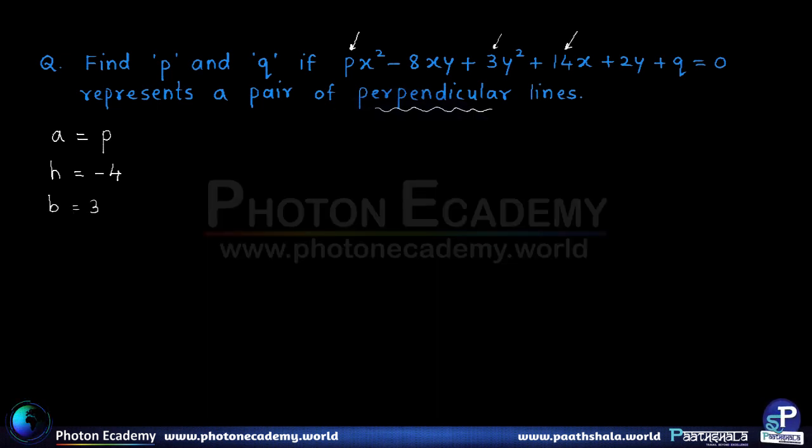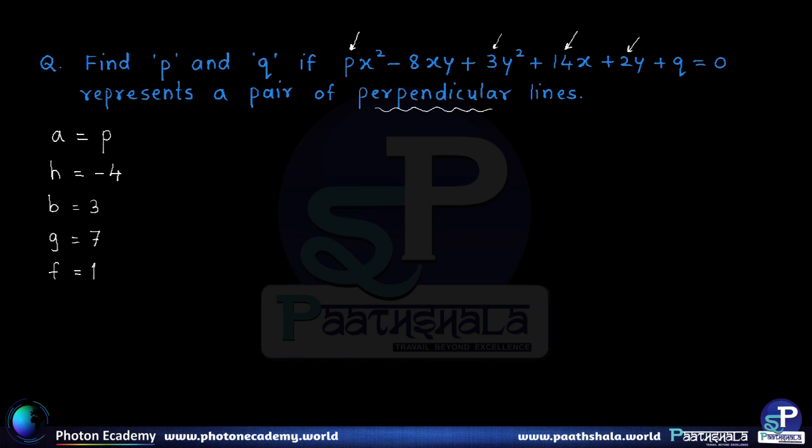Then the coefficient of x is 2g in the standard equation, which is 14 here, so clearly g has to be equal to 7. Then we have the coefficient of y as 2f, which is 2, so f is 1. And finally the constant term c is nothing but q. Okay, so we have got all the values.